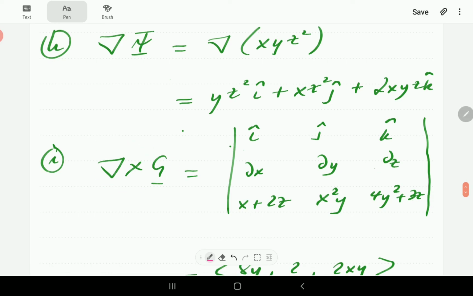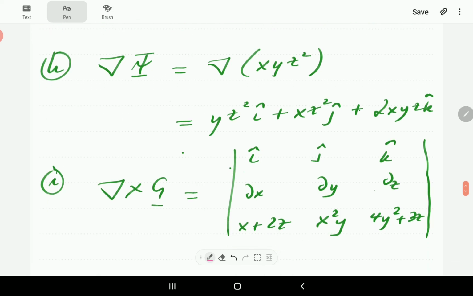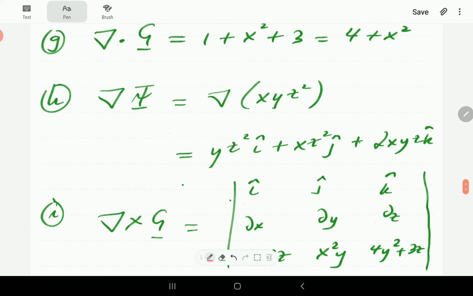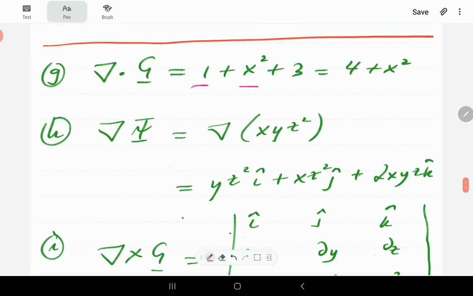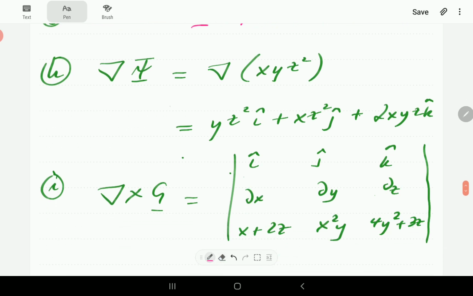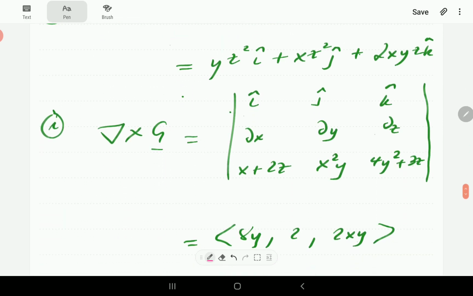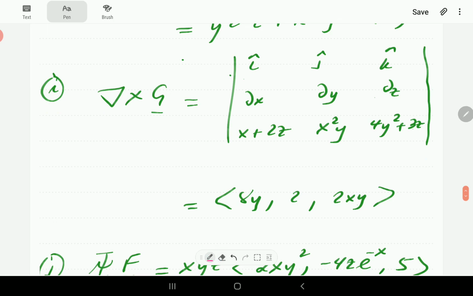And then the curl of g, these are the components of the vector g, so actually we can just refer here for the divergence. Derivative of this with respect to x is 1, which is where we got that. Derivative of this with respect to y is just going to be x squared, and derivative of this with respect to z is just going to be 3. So that's where these 3 terms came from. And then for this one, derivative of this with respect to y is 8y, derivative of this with respect to z is 0, and then derivative of this with respect to z is 2, derivative of this with respect to x is 0, derivative of this with respect to x is xy, derivative of this with respect to y is 0. So that's going to be the curl of g.